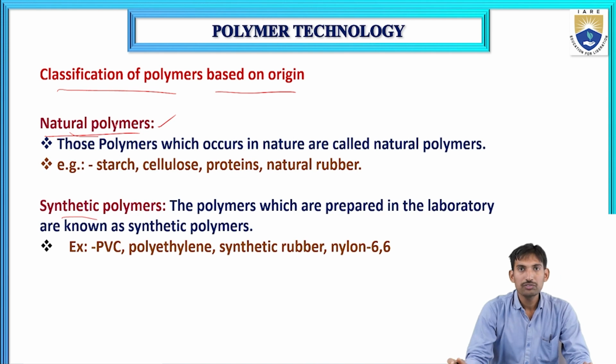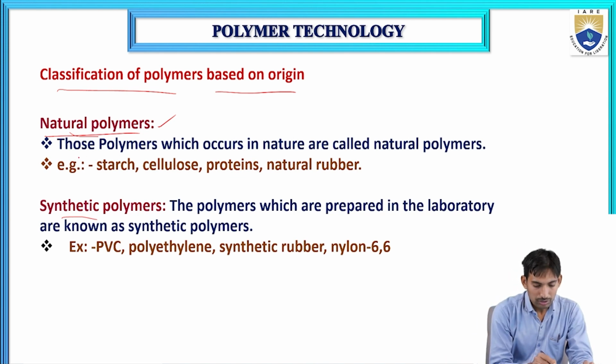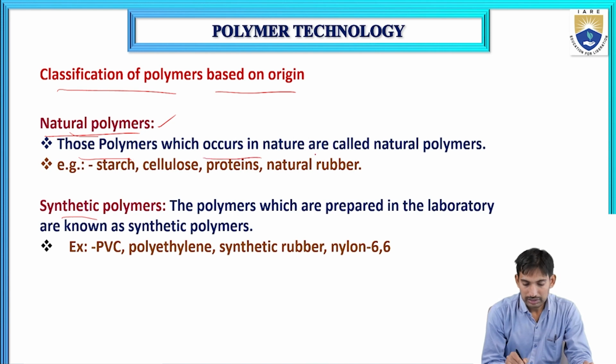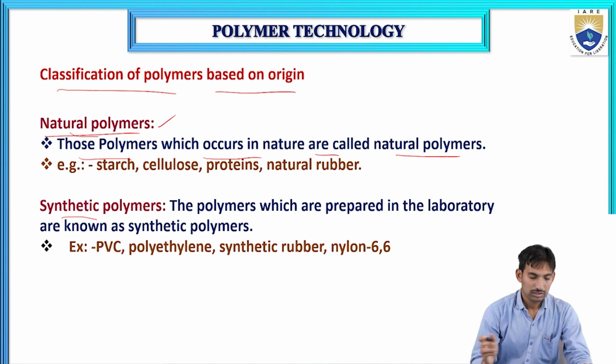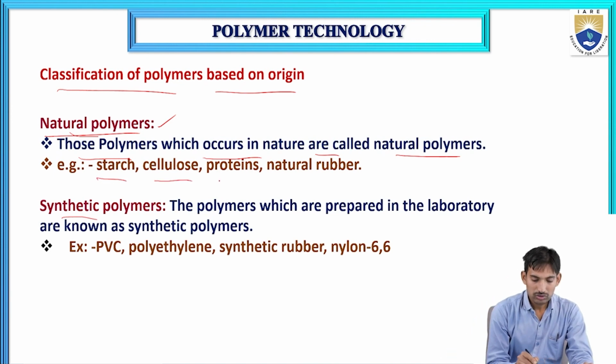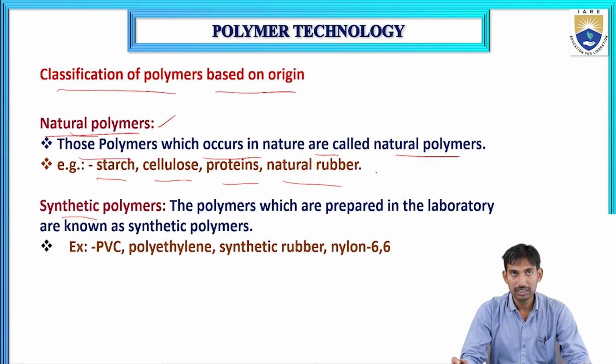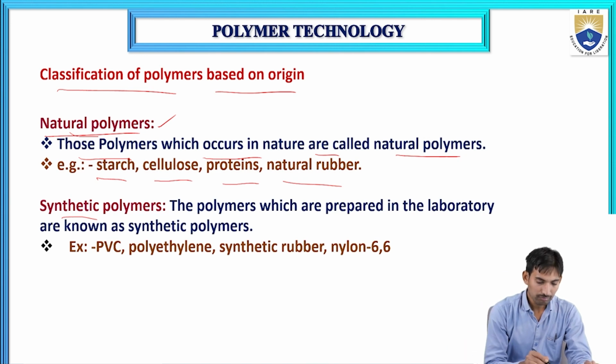Natural polymers. Those polymers which occur in nature are called natural polymers. Examples are starch, cellulose, proteins and natural rubber. These come under natural polymers. These polymers occur in nature.